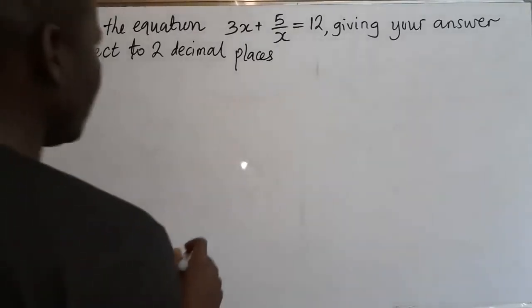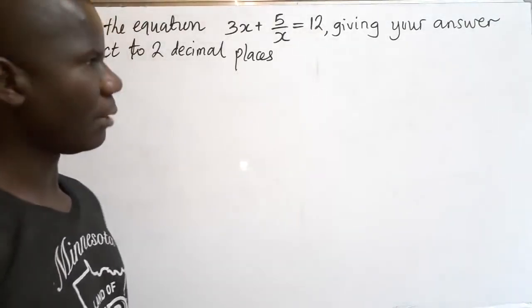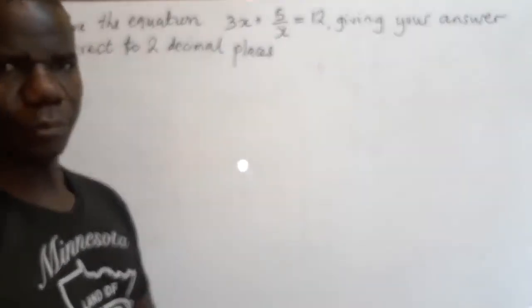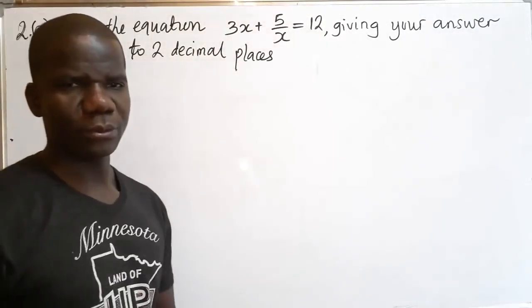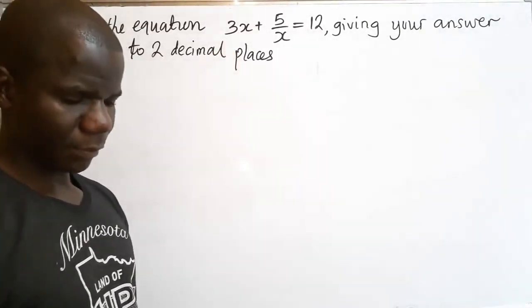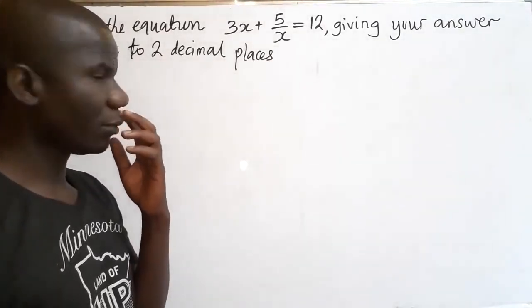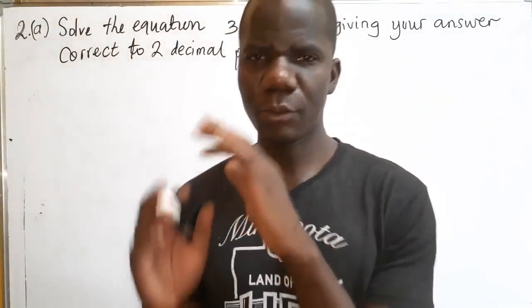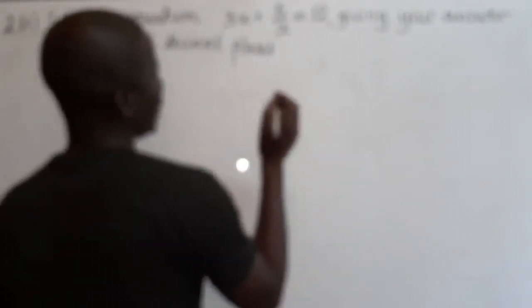Okay, so let's look at question 2a. This is question 2a. All right, we'll be coming to B shortly. So question 2a, it's a quadratic equation. What are we supposed to do in order to determine the values of x? Okay, so when you look at this equation, it has got a fraction. So the first thing that we're supposed to do is to get rid of the fraction. Okay, to get rid of the fraction.